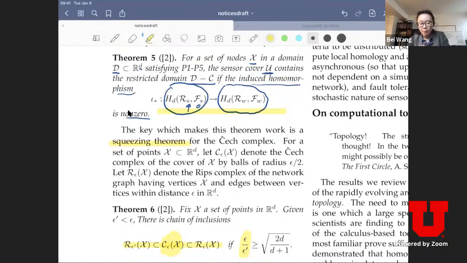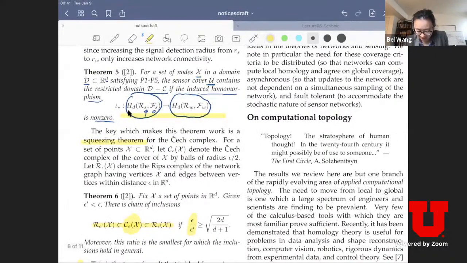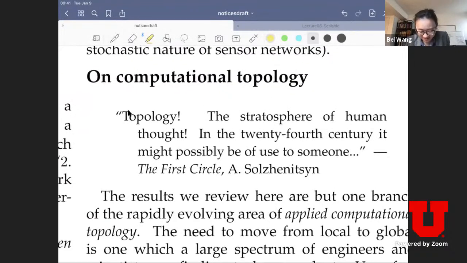Okay, so I want to give you this, and I love this quote to end this discussion. It says, topology, the stratosphere of human thought. In the 24th century, it might possibly be of use to someone. The latter part was kind of depressing, but the first part was actually really important. But the good news is that we did not have to wait until the 24th century to do topological data analysis. Okay, all right.